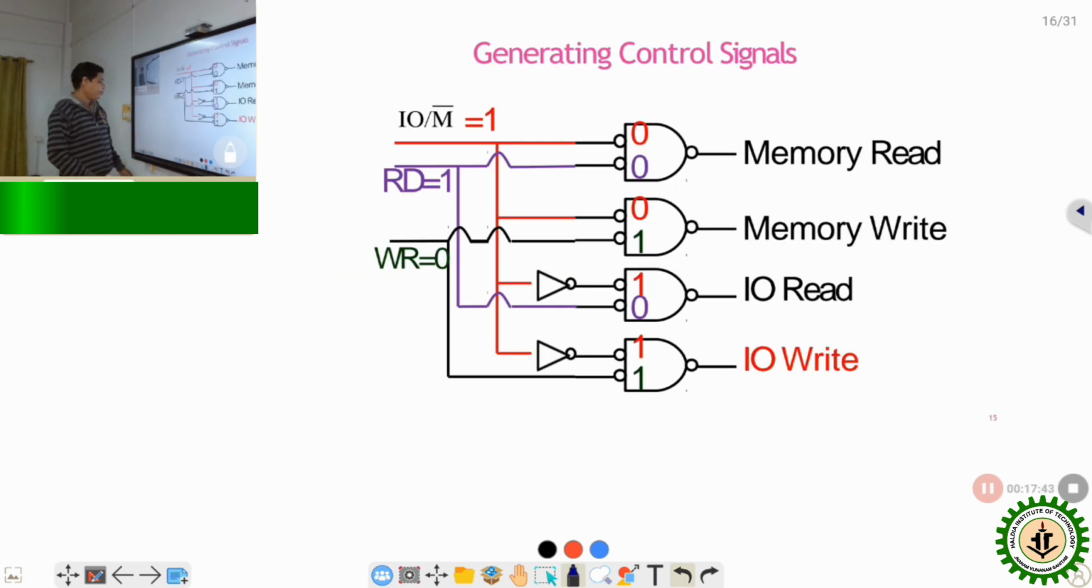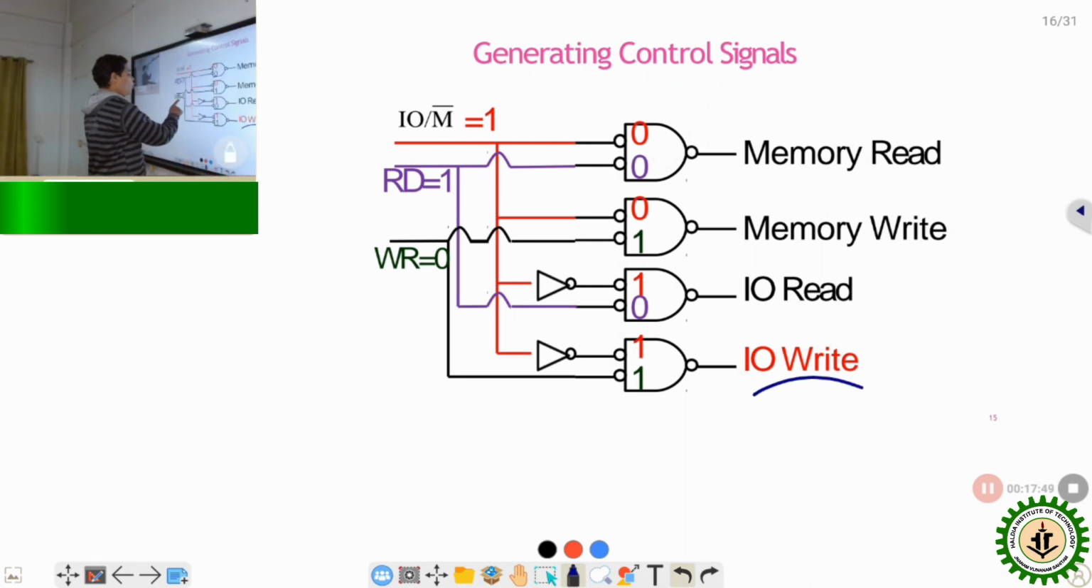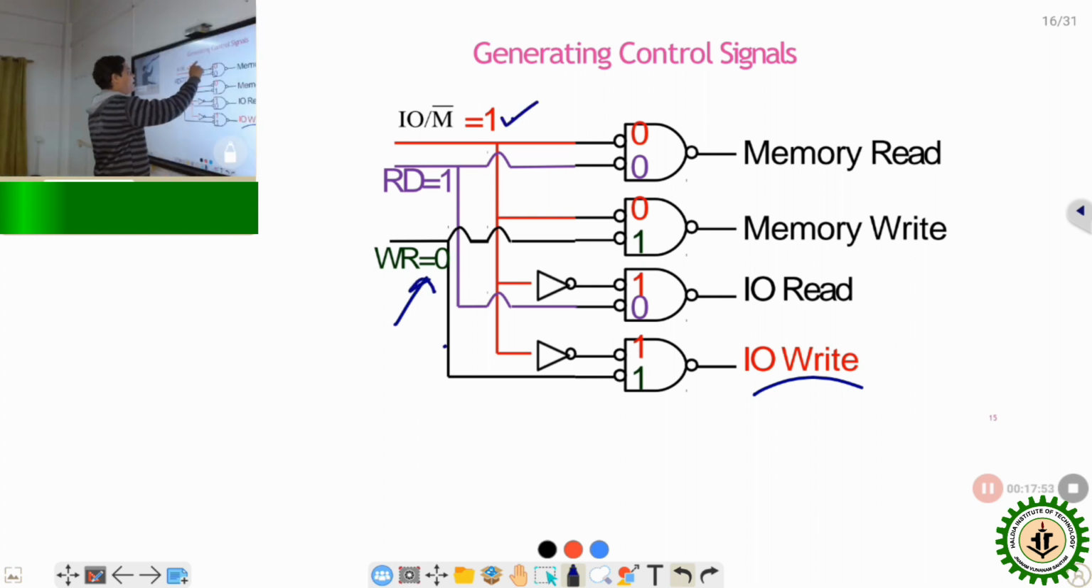And finally, for IO write operation, here the WR signal is 0 and the IO/M signal remains 1. And combining these two, the IO write signal is produced.